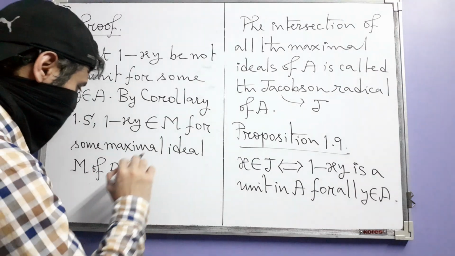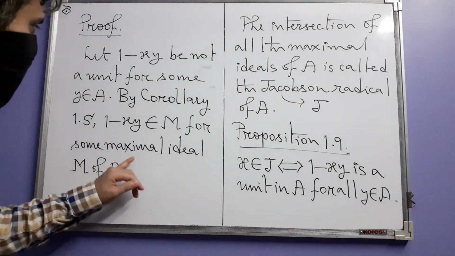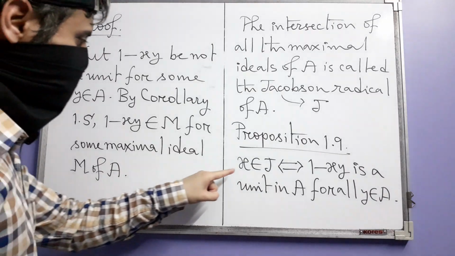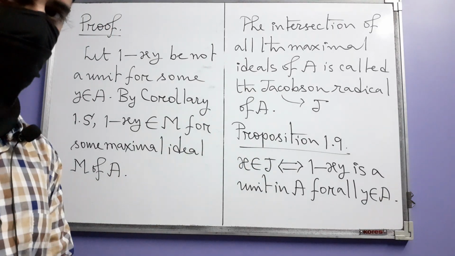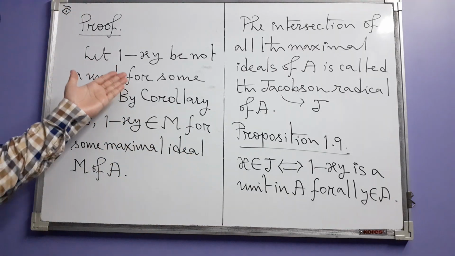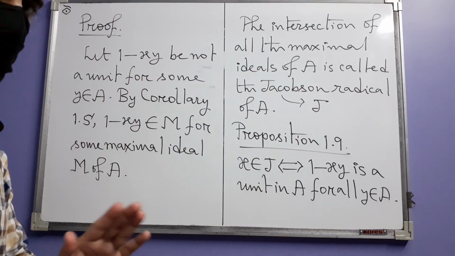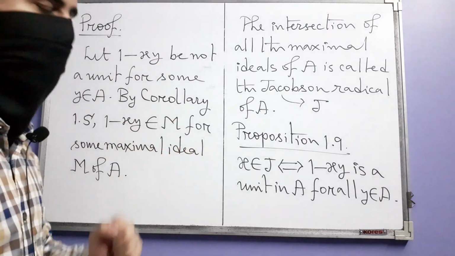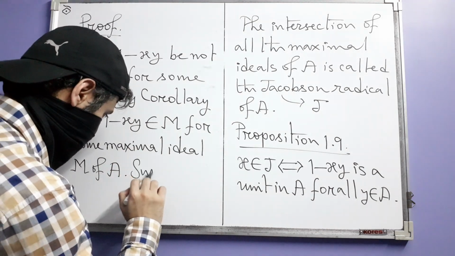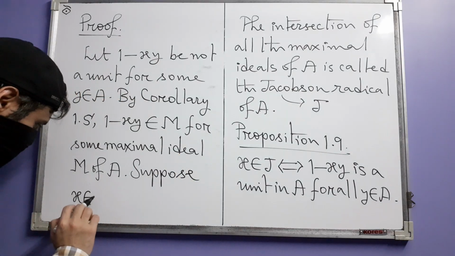It obviously means what it means. Now the question is this: can x belong to J? We want to show that x is not in J. But why? Because that's how we have started. We are assuming that 1 minus xy is not a unit. So we want to say that x is not in J. However, suppose, contrary to that, suppose x belongs to J.